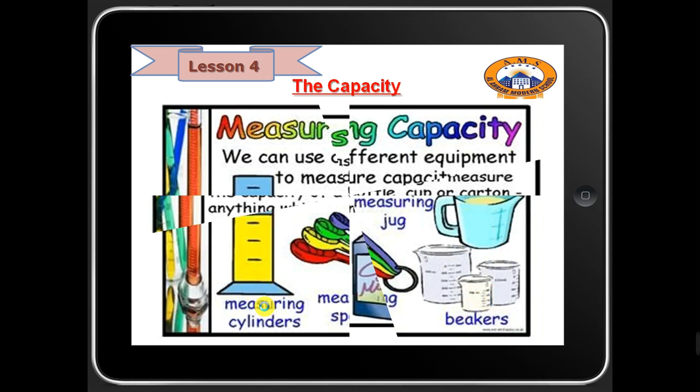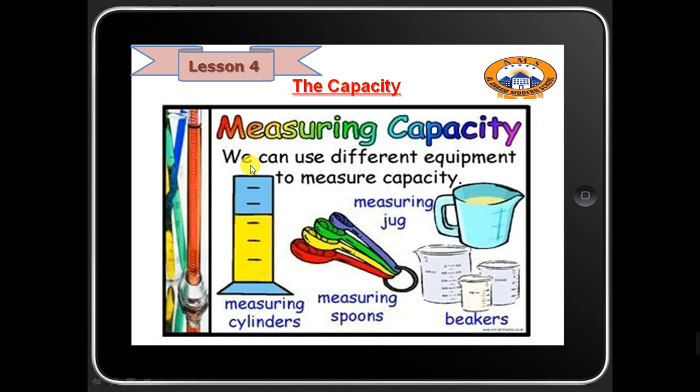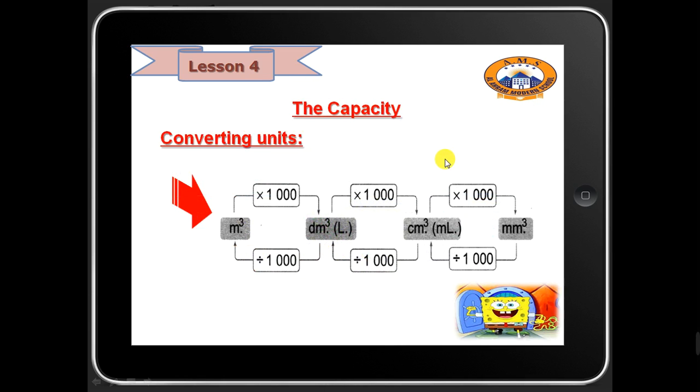Okay, so there are some different equipment that we can use to measure the capacity. We're going to learn that there are measures like the cylinders and the spoons and the beakers. These are different equipment that we use to measure the capacity. And this year we're going to convert between the liter and the milliliter.